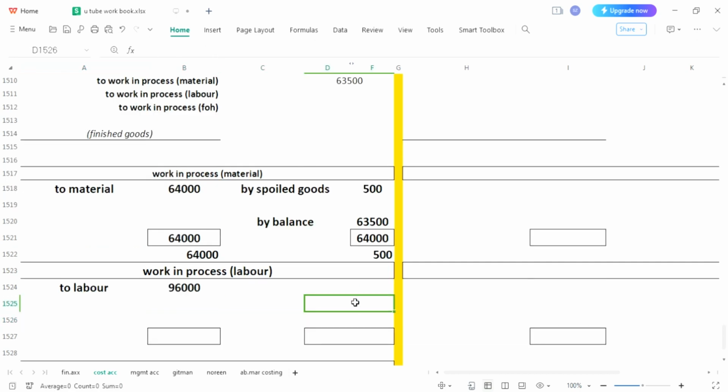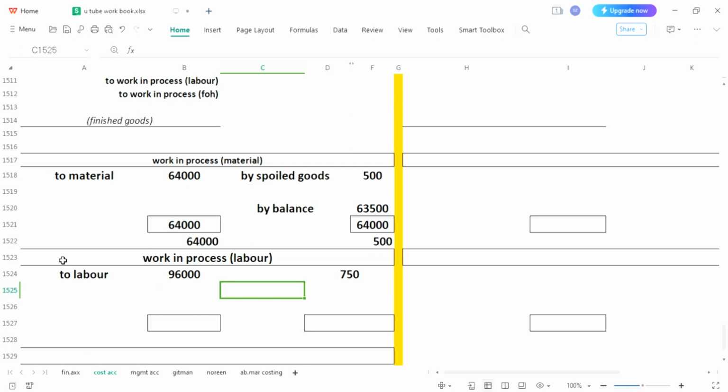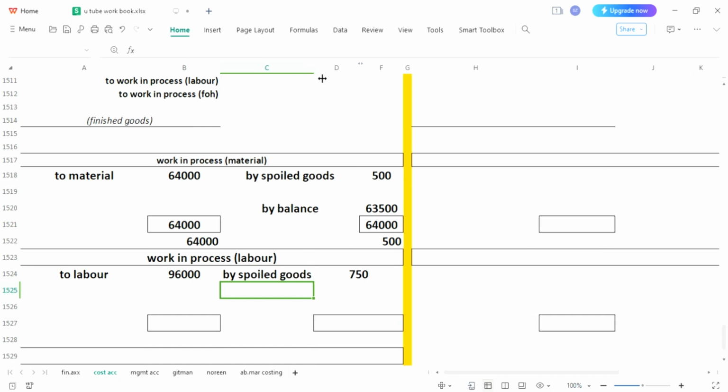We will choose credit side to write 750. Its reference is clear. Spoiled goods are written on opposite side. By spoiled goods, you will be writing by spoiled goods over here. Okay, by spoiled goods. Yes, it is okay, but we need a little more space. Entries are completed. There were only two entries.